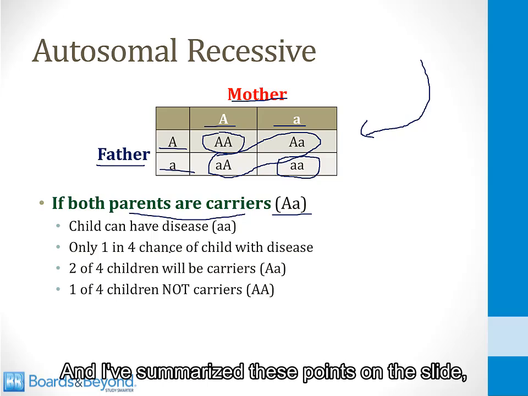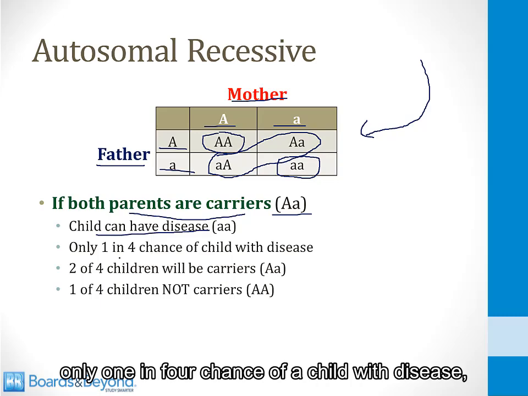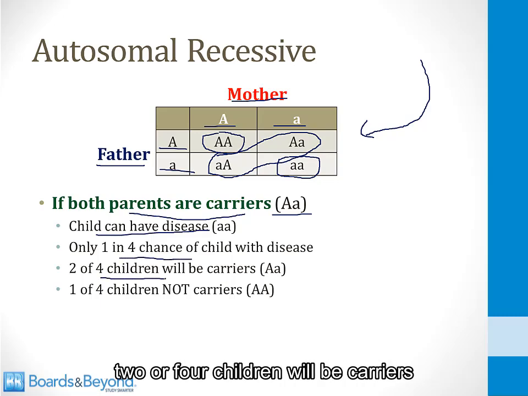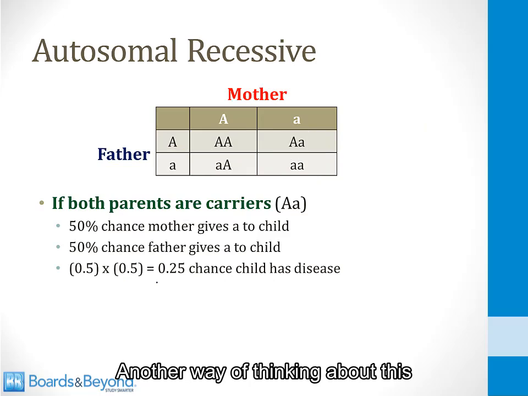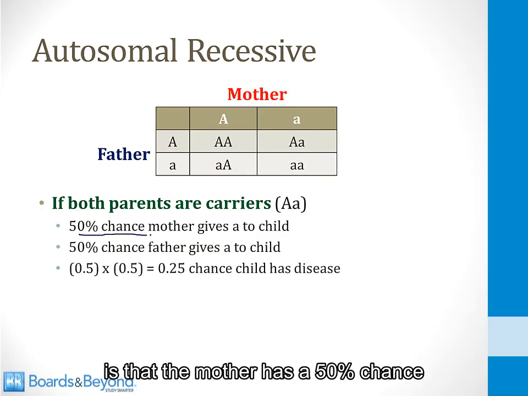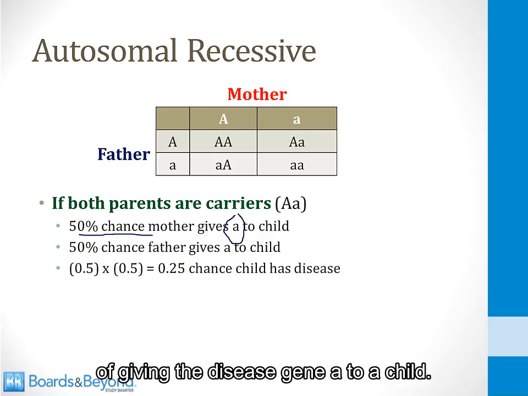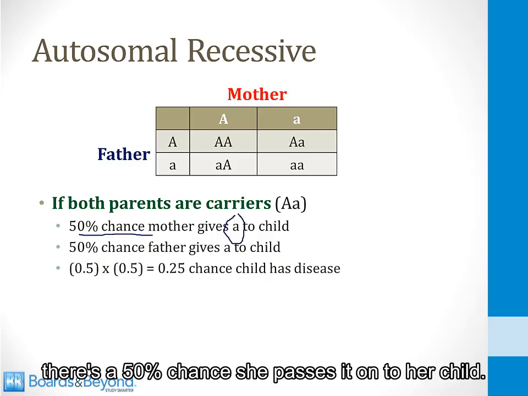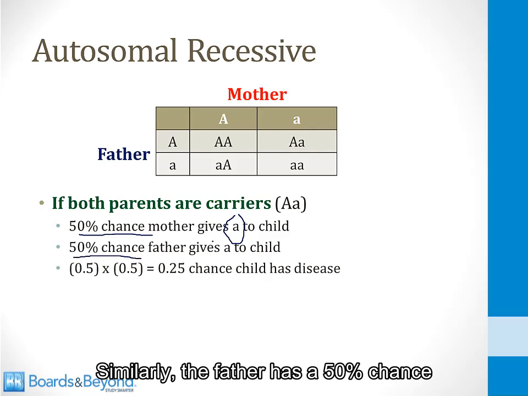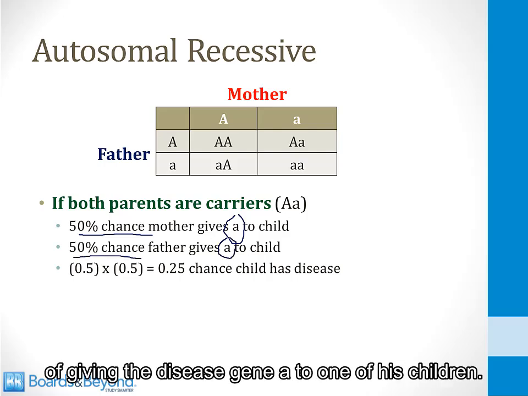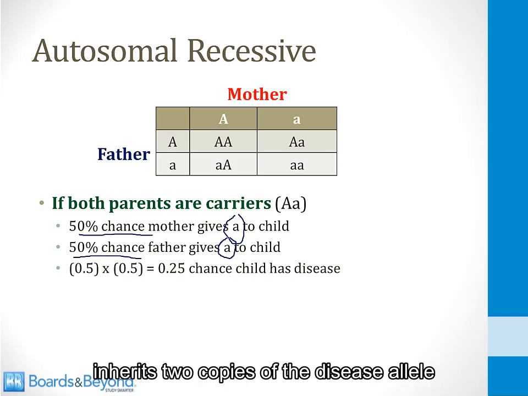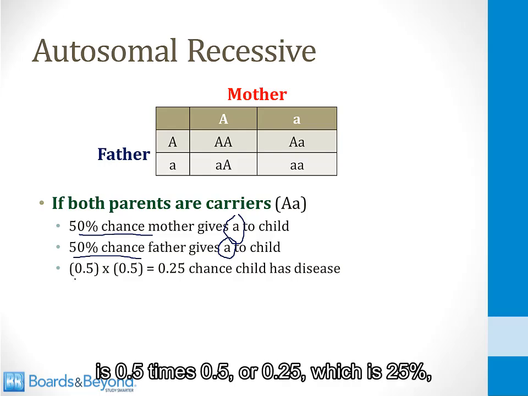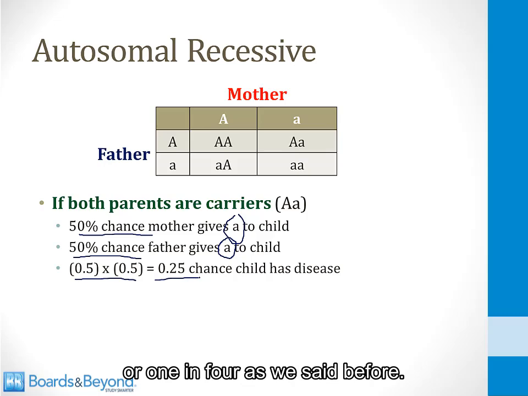And I've summarized these points on the slide. The child can have disease, only 1 in 4 chance of a child with disease. 2 of 4 children will be carriers, and 1 of 4 children will not be carriers. Another way of thinking about this is that the mother has a 50% chance of giving the disease gene a to a child. She has two genes, and for each one there's a 50% chance she passes it on to her child. Similarly, the father has a 50% chance of giving the disease gene a to one of his children. Therefore, the chance that a child inherits two copies of the disease allele is 0.5 times 0.5, or 0.25, which is 25%, or 1 in 4, as we said before.